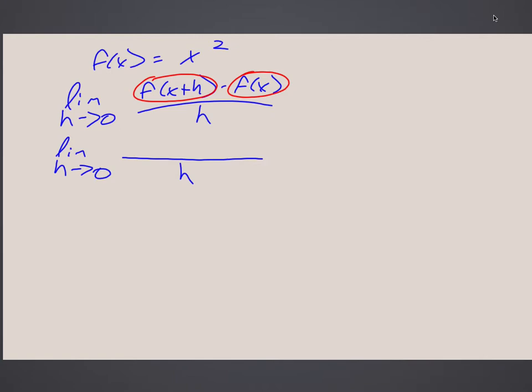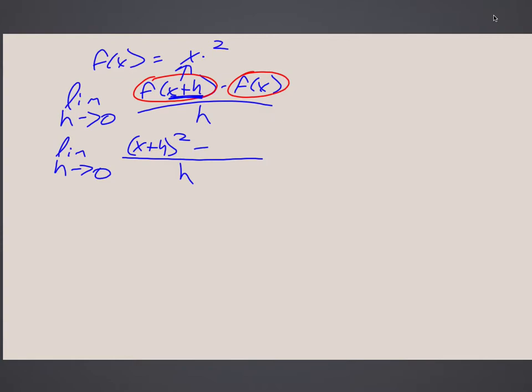Does anybody have any idea of what I replace f of x plus h with? x plus h squared. There we go. As Hunter says, that's x plus h squared. Because what do we do with what's on the inside? Where do we plug that in? We plug that in for the x. If I wanted f of 3, what would I do with the 3? I plug 3 in for x. So I'm wanting f of x plus h, so I plug x plus h in for x. And it gives me x plus h squared.